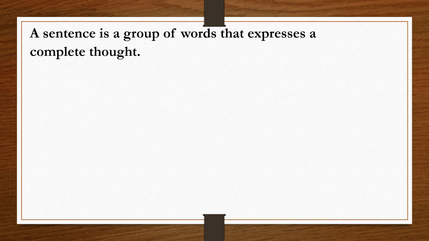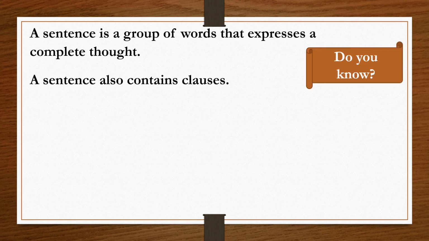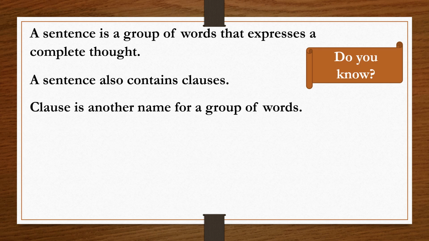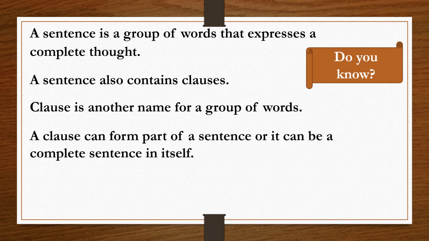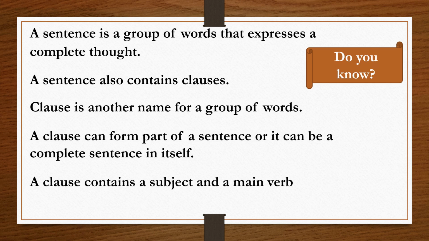Children, we had already learned that a sentence is a group of words that expresses a complete thought. Now, a sentence also contains clauses. A clause is another name for a group of words. A clause can form a part of a sentence, or it can be a complete sentence in itself. A clause contains a subject and a main verb.